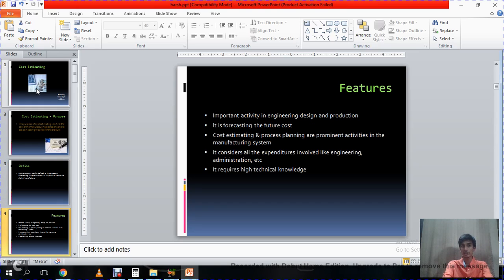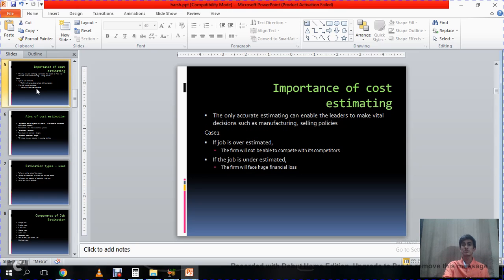The features of cost estimating are: it is important in engineering design and production. It is the forecasting of the future cost. Cost estimating and process planning are prominent activities in the manufacturing system. It considers all the expenditures involved, like engineering, administration, etc. It requires high technical knowledge because without technical knowledge about steel, the cost, local cost, you cannot estimate the cost of any project. It is very important because it is the only accurate estimating that can enable the leaders, basically the people who are willing to pay for the project, to make vital decisions such as manufacturing and selling policies.